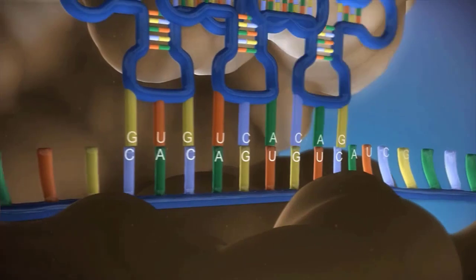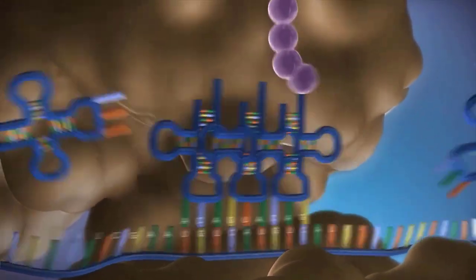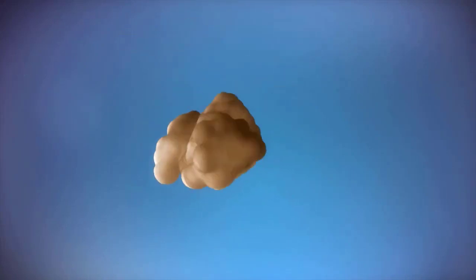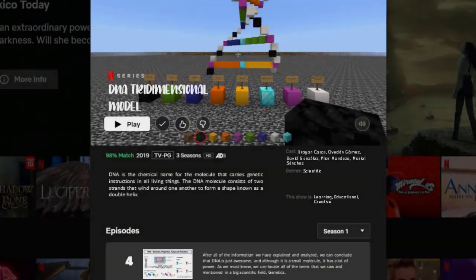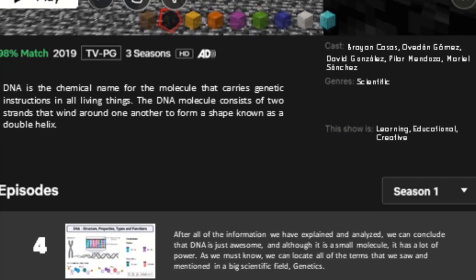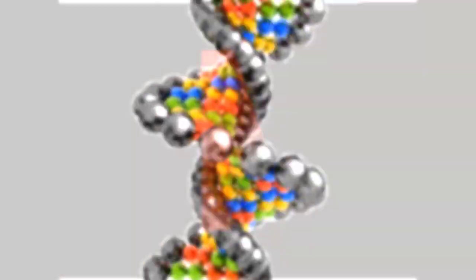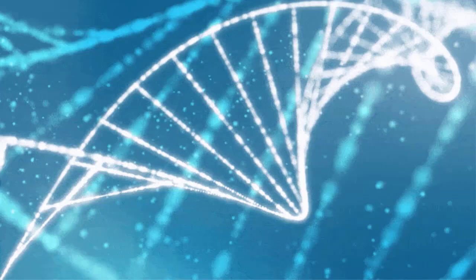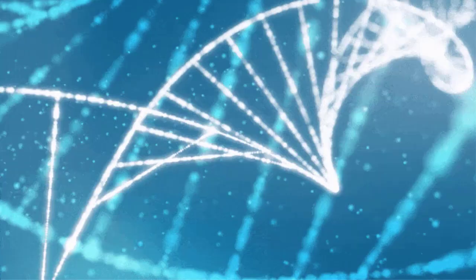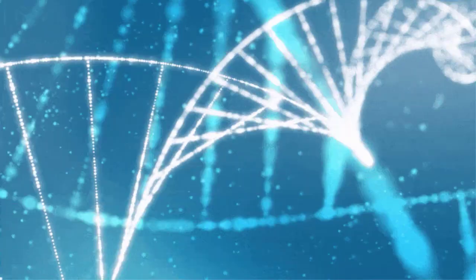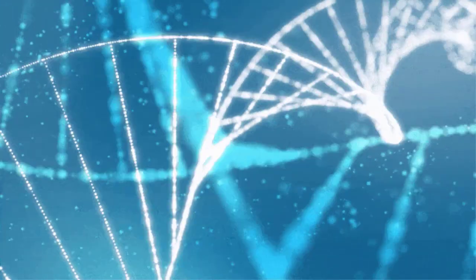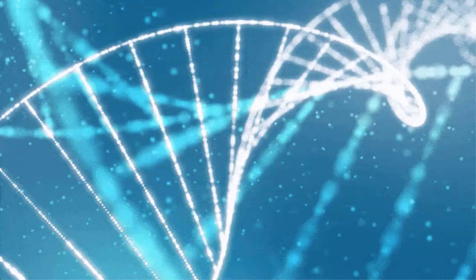Of all the functions, we consider the making of proteins the most important, and it takes place in two steps: transcription and translation. After all the information we have explained and analyzed, we can conclude that DNA is just awesome, and although it's a small molecule, it has a lot of power. As we should know, we can locate all of the terms that we saw and mentioned in a big scientific field, genetics.